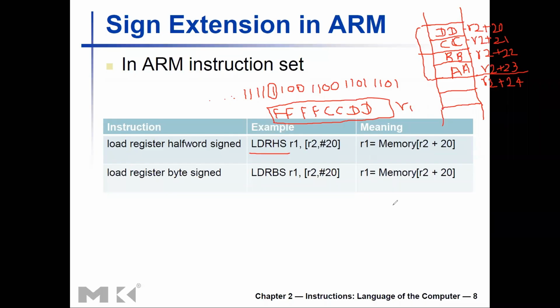In the LDRBS instruction, what byte will it get? When you execute LDRBS, it will get the least significant byte, not the other ones. Just like in the half byte example, it is getting the lowest byte, because the lowest byte is stored in this R2 plus 20 location. If you say R2 plus 20, it will start getting data from that address. And if it is just 1 byte, it will get that byte located at that specific location.